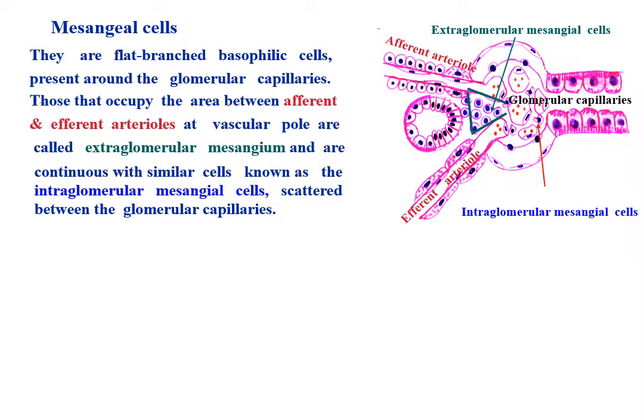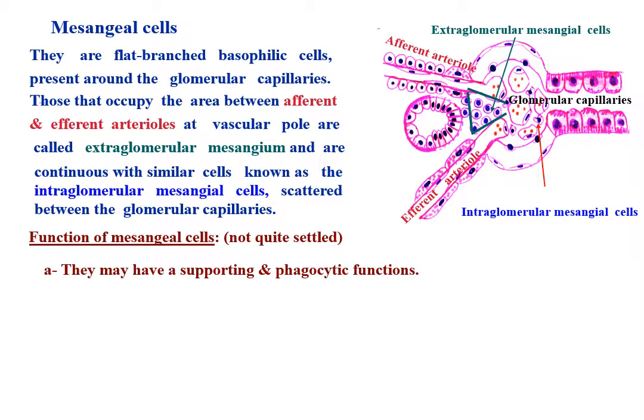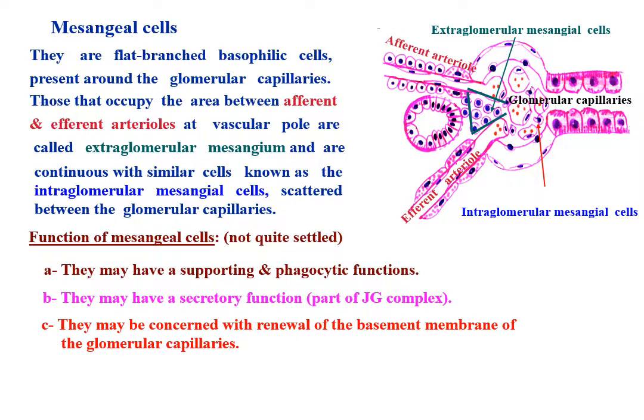Function of mesangial cells. Their function is not quite settled. They may have supporting and phagocytic functions. They may have a secretory function, as they constitute part of the juxtaglomerular complex. They may be concerned with renewal of the basement membrane of the glomerular capillaries. They are contractile and respond to vasoconstrictors.